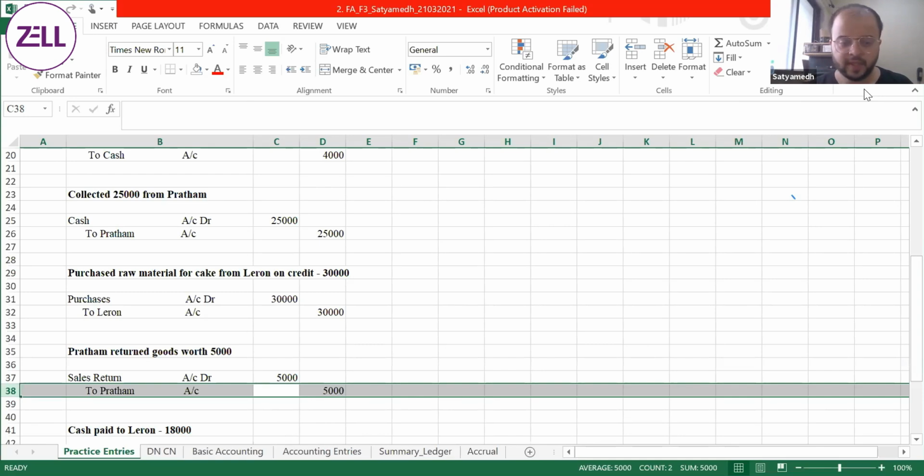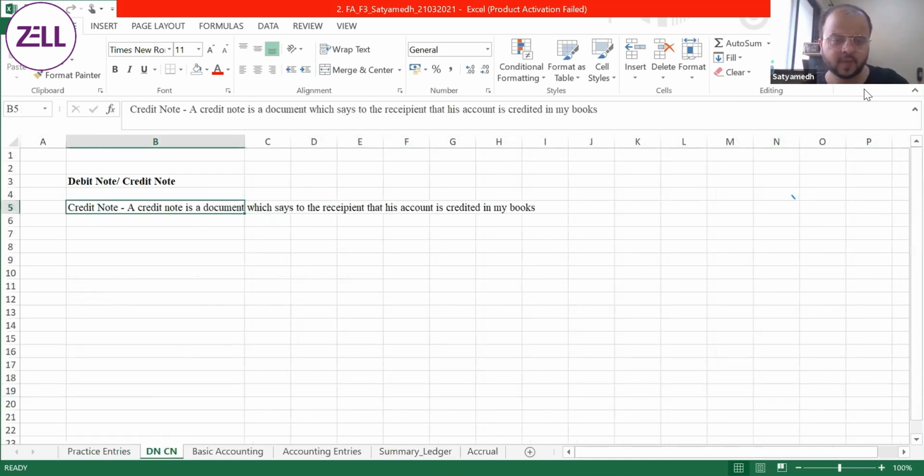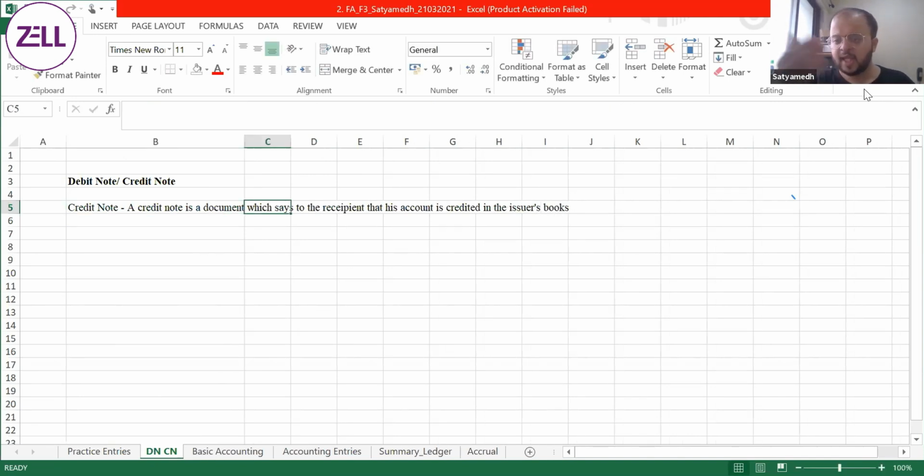समझा? Pretty simple. So let's modify. A credit note is a document which says to the recipient that his account is credited in the issuer's books. एक डॉक्यूमेंट इशू करने वाला होता है, एक वो होता है जिसको डॉक्यूमेंट मिलता है. जैसे सेल्स का इनवॉइस, सेलर इज द इशूअर, आई एम द रेसिपिएंट. सेलर बिल बनाता है, मैं रेसिपिएंट हूं, मुझे मिलता है. सिमिलरली now seller is making a document and saying this Pratham, your account is now credited in my books to 5,000 6,000 जो भी हमारा डिसीजन होगा वो. सिंपली इतना ही काम है इस क्रेडिट नोट का.